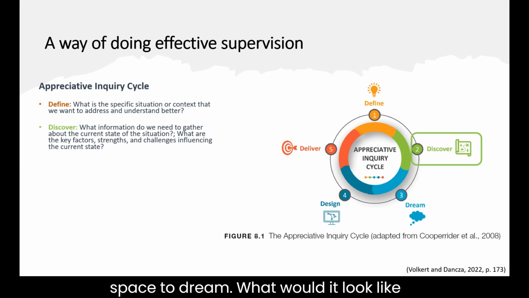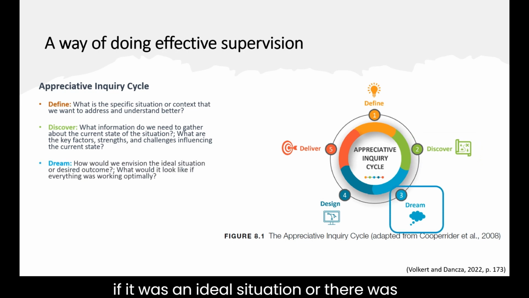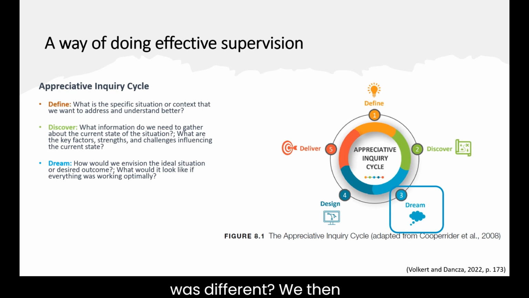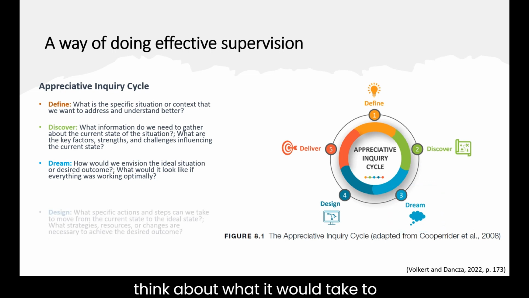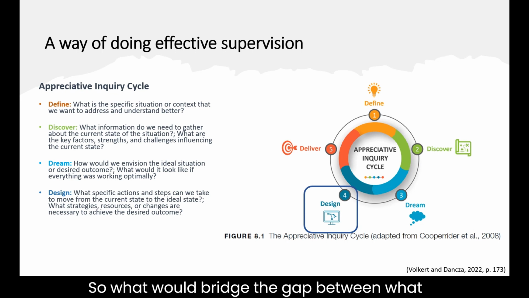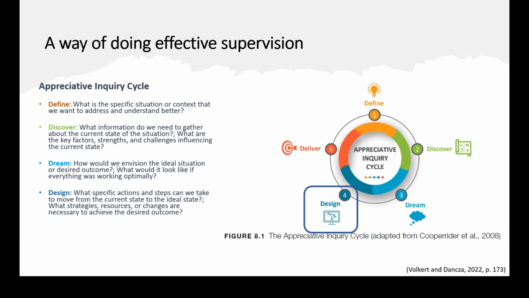We then have space to dream. What would it look like if it was an ideal situation or there was a desired outcome? What would be different? What would people notice that was different? We then think about what it would take to design that situation. So what would bridge the gap between what is happening now and that ideal state?